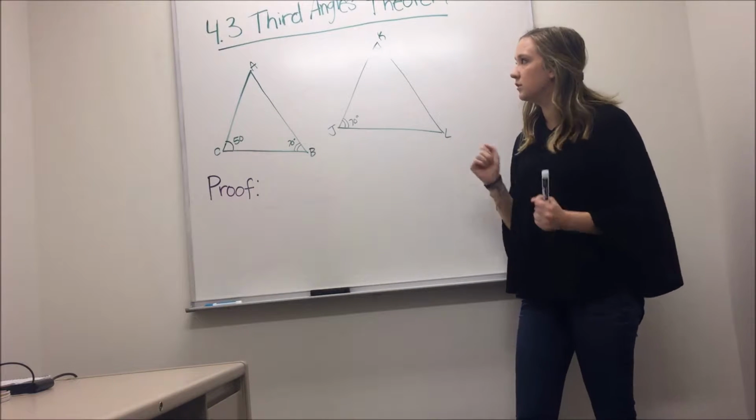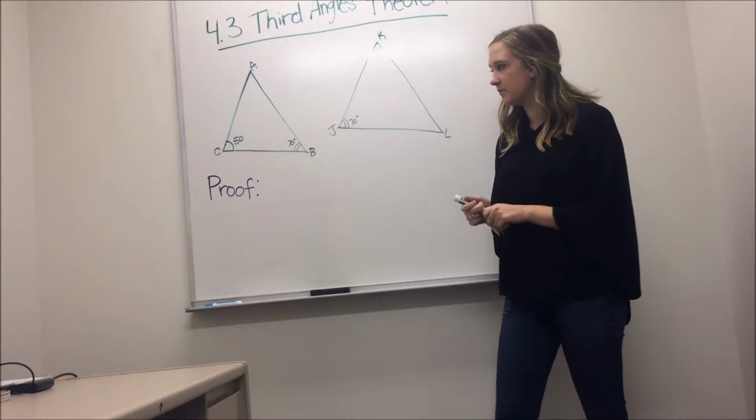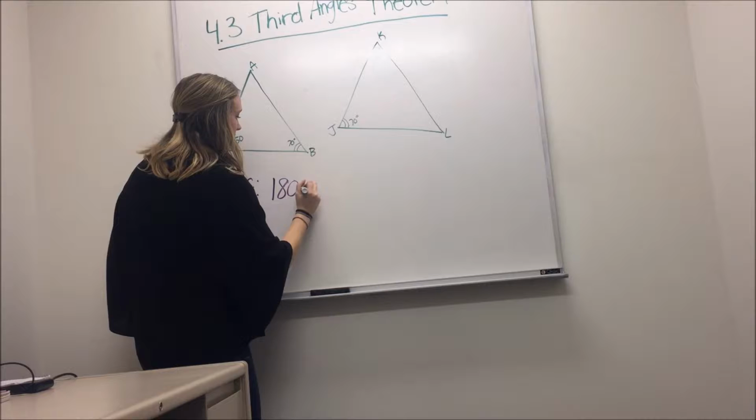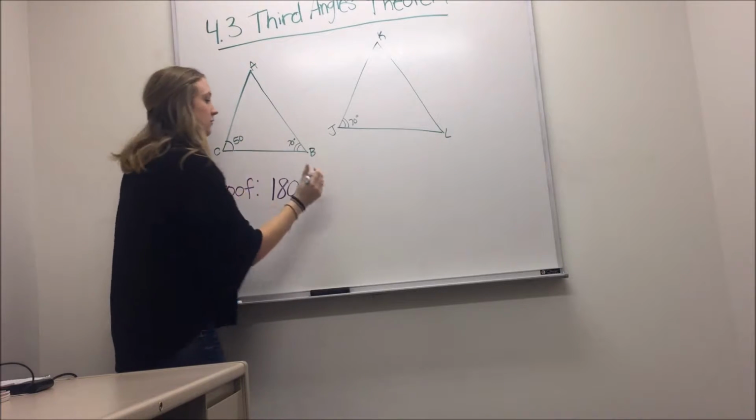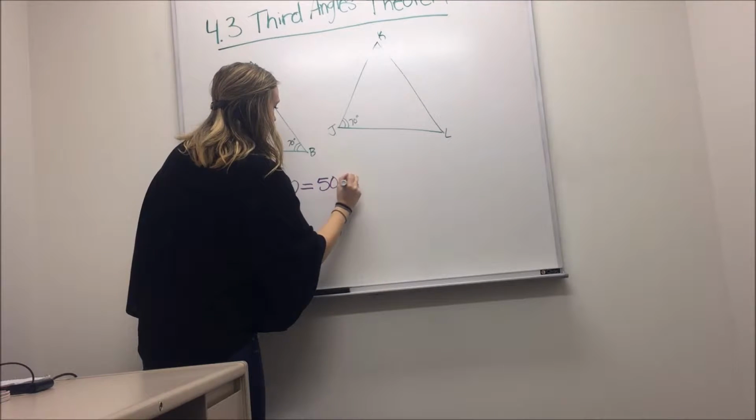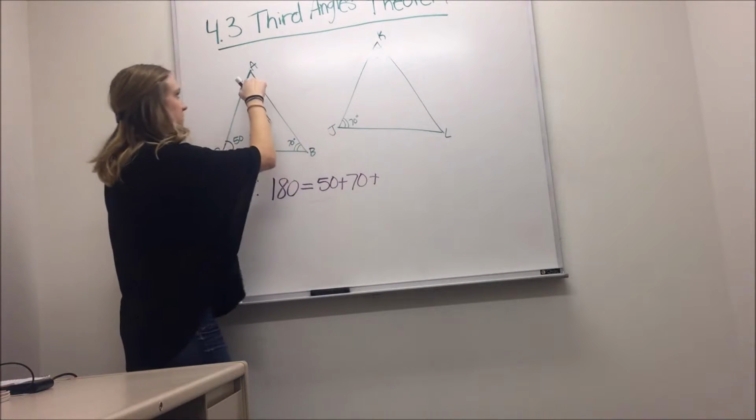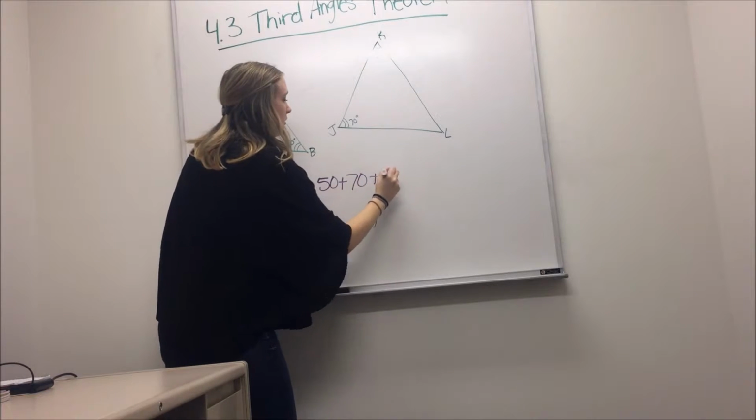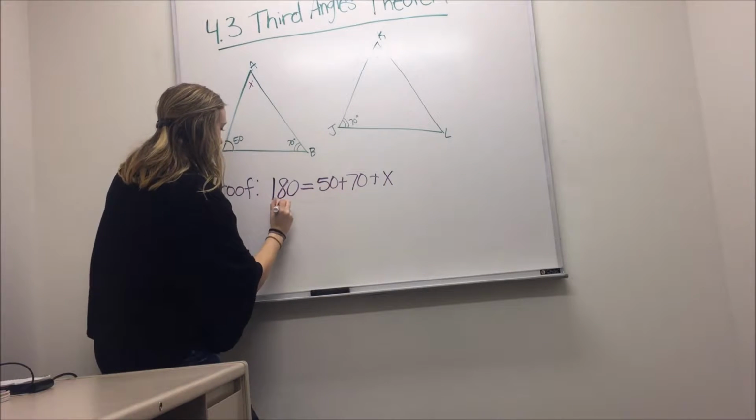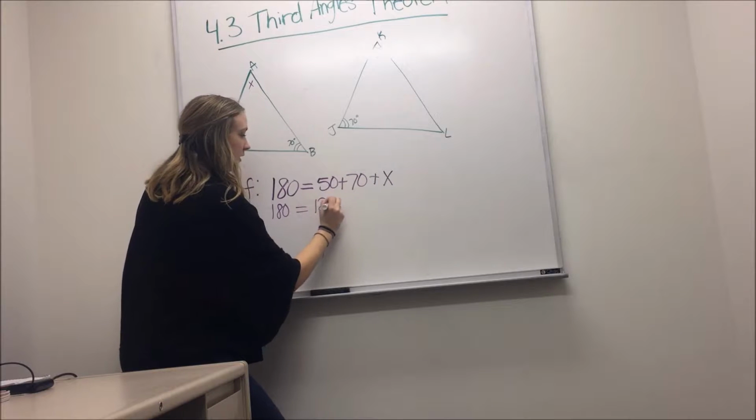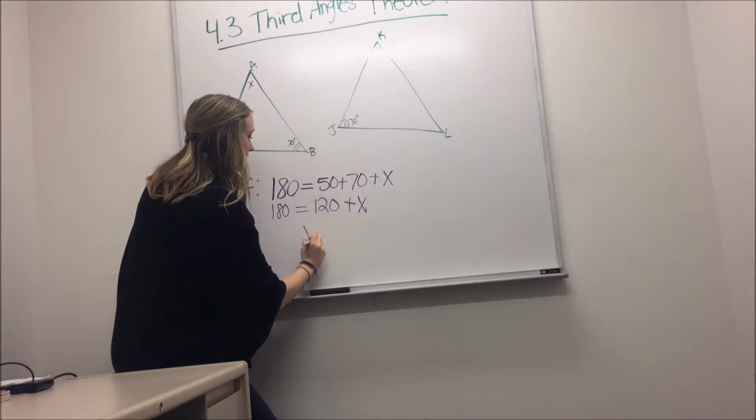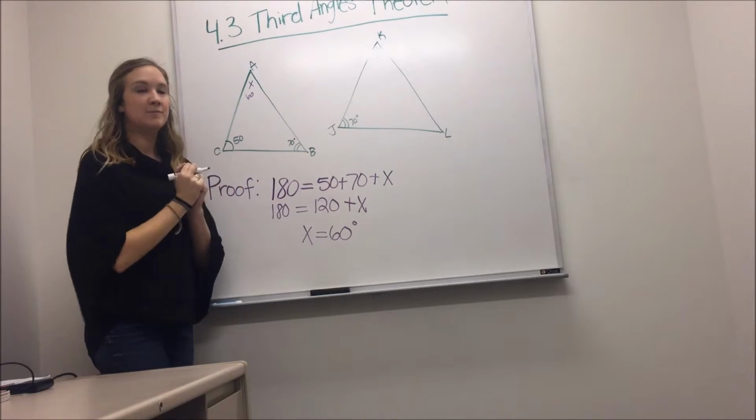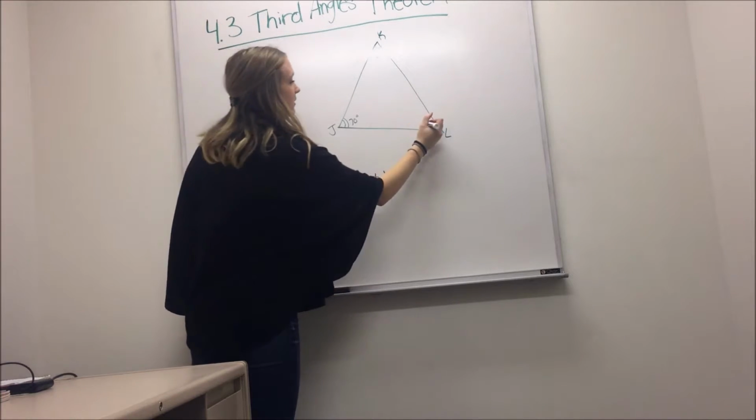Well, we know that a triangle has to equal 180, right? So we can say 180 equals this angle plus that angle plus this missing angle, we'll call it x, okay? And so we add these two together, we get 180 equals 120 plus x, giving us x to equal 60 degrees. So that's great. Now let's say L is y.